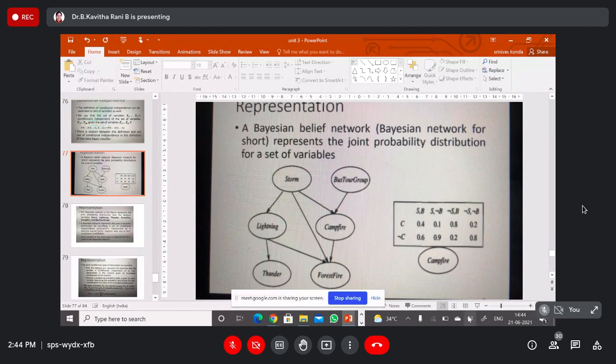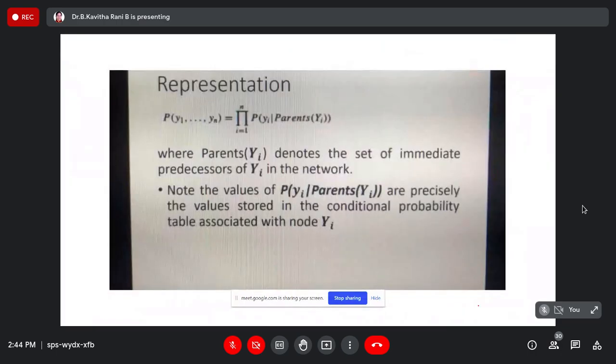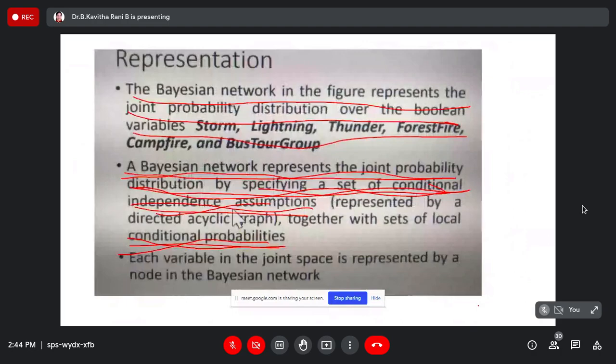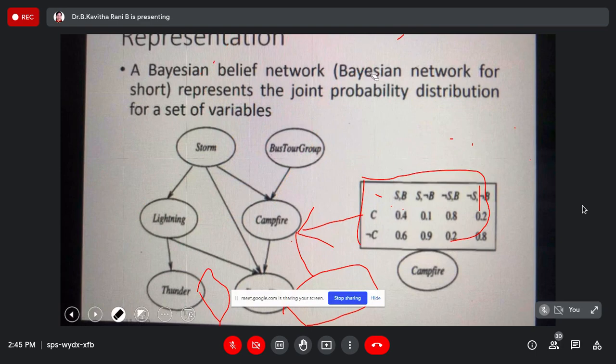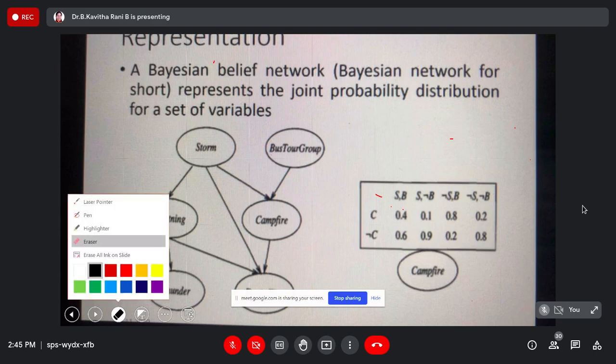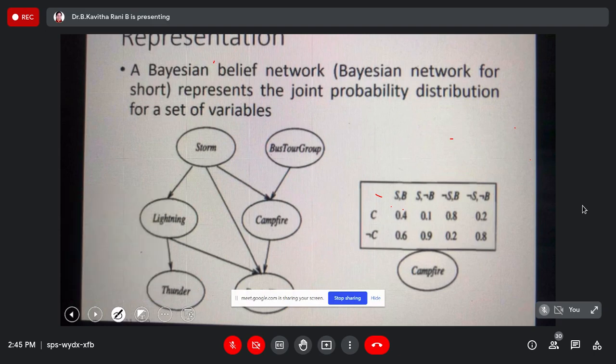So if you see in the diagram, so this is the diagram. This is how Bayesian belief networks are represented. Okay. So how these are represented means by using an acyclic graph. What is an acyclic graph? This is an acyclic graph.